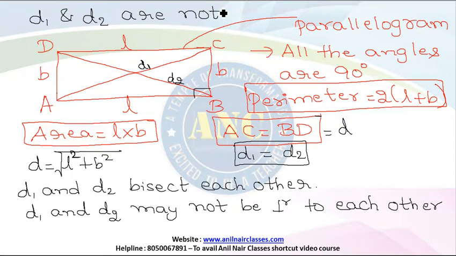They are not the angular bisectors also. That means they might not divide the angle into two equal halves, right? Sir, what if the diagonals become perpendicular to each other? It becomes a square. What if the diagonals become the angular bisectors? It becomes a square once again.